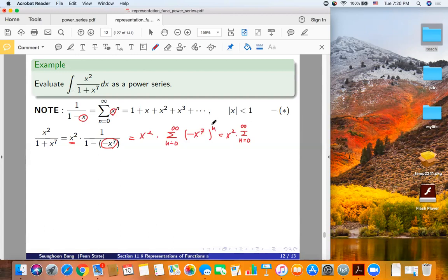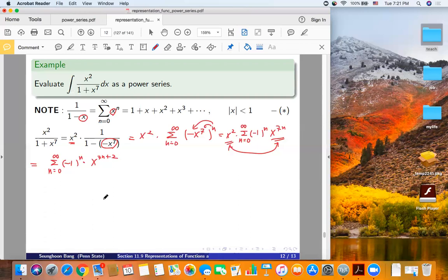You can distribute n to the negative 1 and x to the 7. So we have negative 1 to the power n, x to the 7n. Next, combine x squared and x to the 7n. You can combine these two. So this is the same as the summation n equals 0 to infinity of negative 1 to the power n times x squared times x to the 7n, which is x to the 7n plus 2.